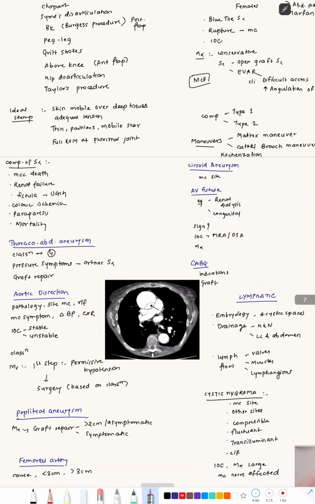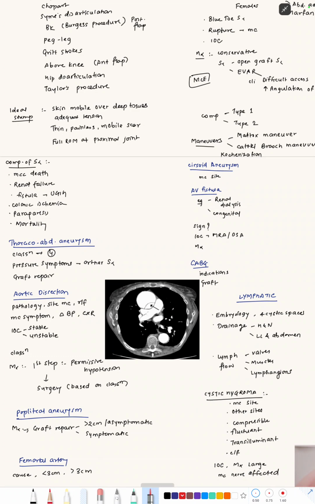And what are the complications of surgery? The most common cause of death is cardiovascular complications. Renal failure can happen if the suprarenal part is affected. Then fistula formation can happen, which is one of the rare complications. Aortoduodenal fistula can happen, that can lead to upper GI hemorrhage.